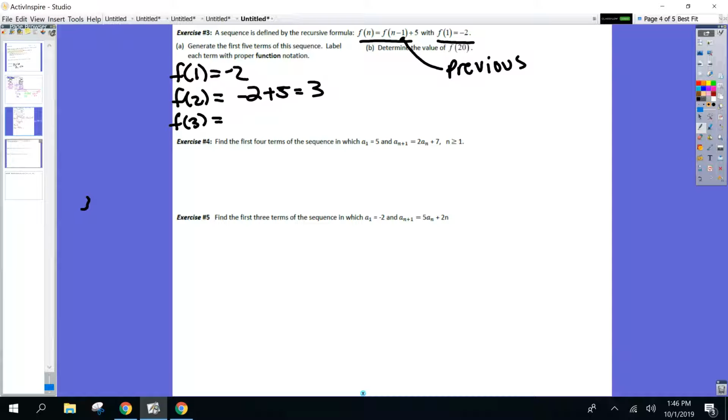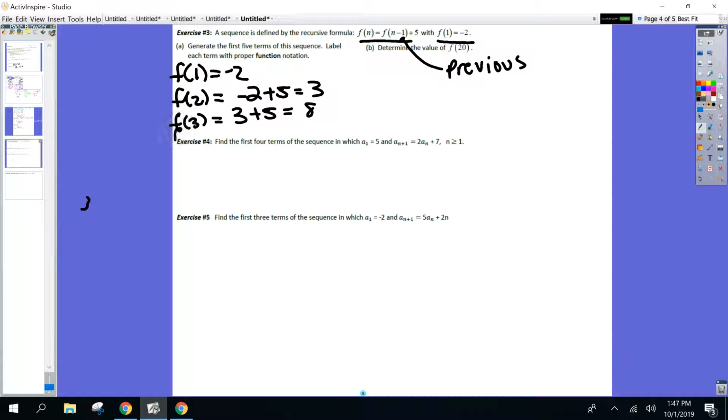Explain to me how I find the third term now, Lauren. So take 3, the previous term, and add 5. Always add 5, it says. Always add 5. So that'll be 8. Good so far here.